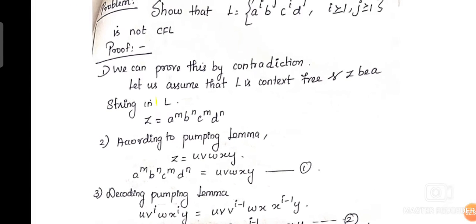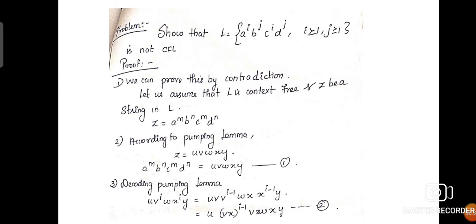That is, u, v power i, w, x power i, y equal to u, v. We are splitting v power i into v dot v power i minus 1. Then we will split x power i into x dot x power i minus 1. Then when we take the i minus 1 terms in common, it will be u into (vx) the whole power i minus 1 dot v dot wxy. This will be equation number 2.